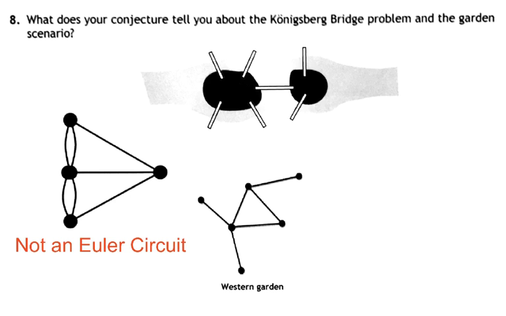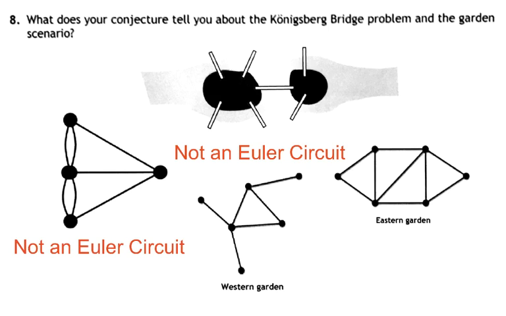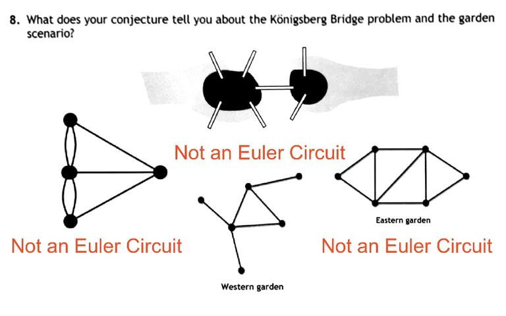Taking a look again at the Western Garden, this degree is 1, this degree is 1, 4, 3, 2, and 1. Taking a look at the degrees, the Western Garden is not an Euler circuit. And then taking a look at the degrees of the Eastern Garden, 2, 4, 3, 4, 2, and 3. The Eastern Garden also is not an Euler circuit, based on the degree of each vertex in the given graph.